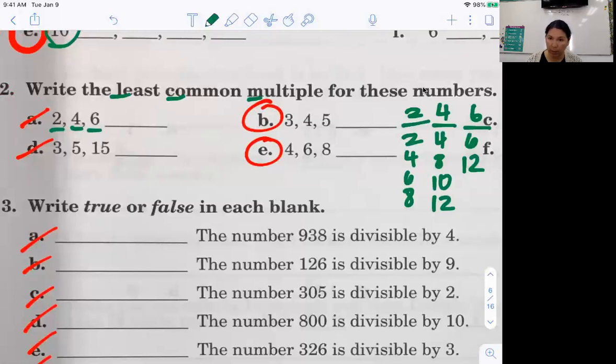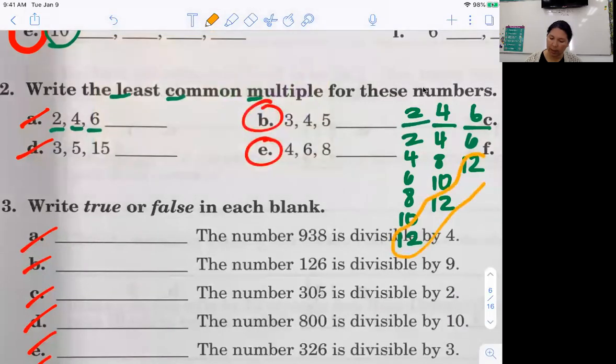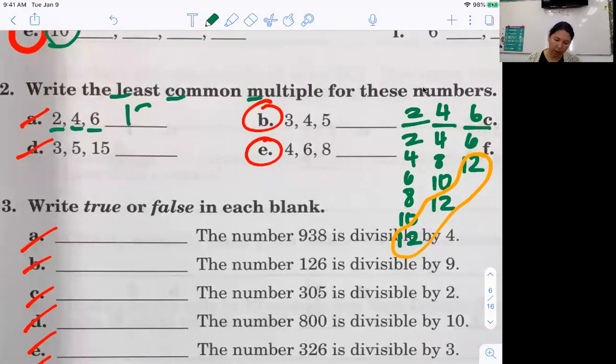Can I get 2 if I count by 12? Let's see, 2, 4, 6, 8, 10, 12. Yay! So 12, if I circle it, is my least common multiple. That's the smallest one I get when I count by it. Okay, so I'm gonna write 12 right here. That's my answer, okay? All right, now I'm gonna do 3, 5, and 15.